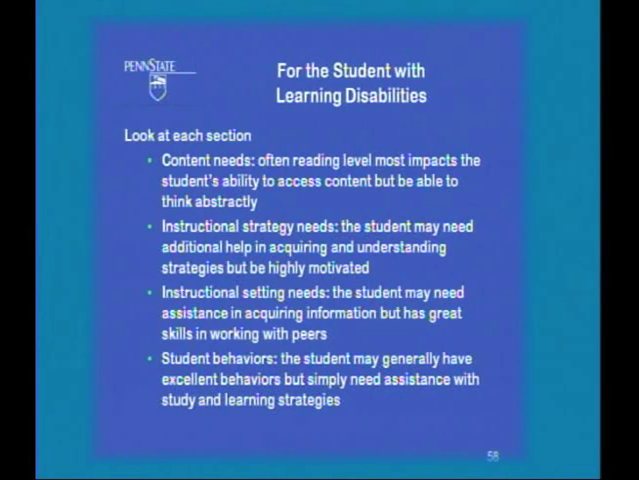Instructional strategy needs for these students are often that these students need additional help, one-to-one instruction, for example. Once they acquire the skills, they sometimes have a good understanding of the skills and they may be highly motivated. Students with learning disabilities often will need assistance in acquiring information, but they have good working skills with peers. And this is not always, but is a potential possibility. And then in looking at student behaviors, the student with learning disabilities may generally have excellent behaviors, but simply need assistance with study and learning strategies.